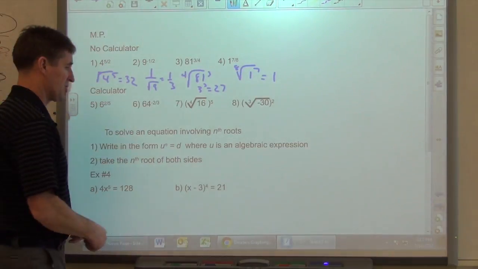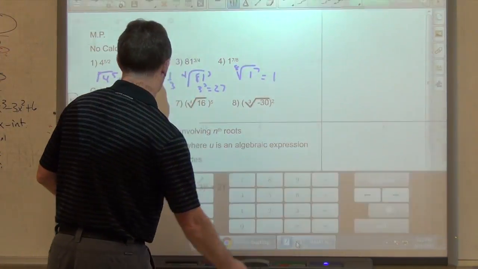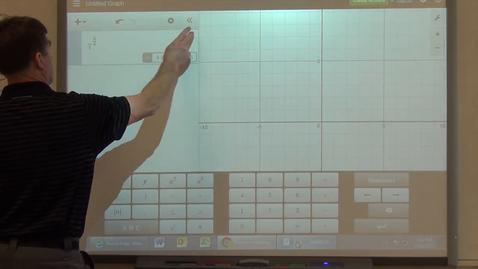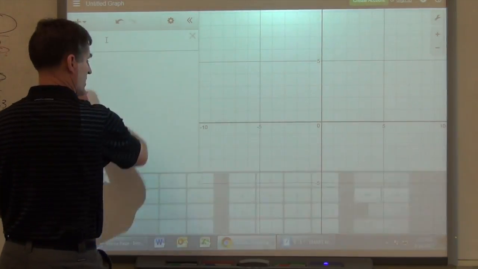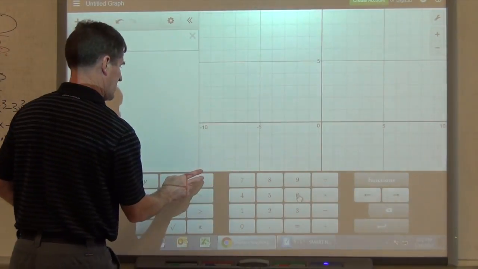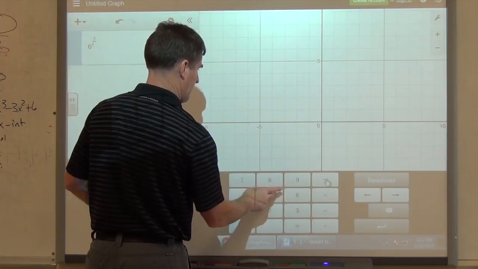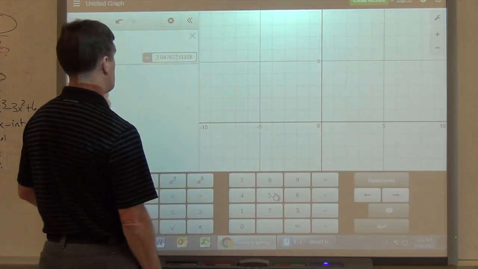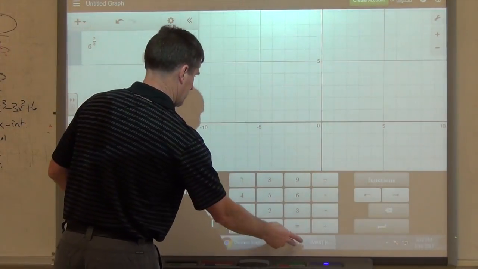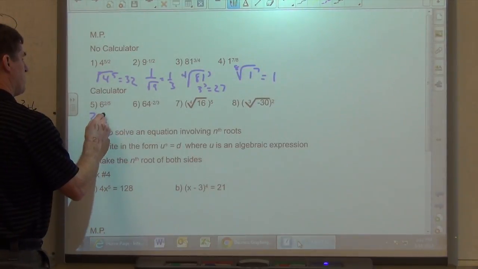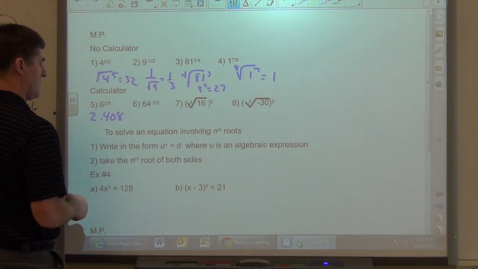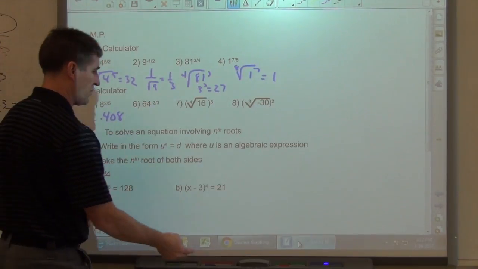Typing these in, you can just check them on the calculator. 6 to the 2/5. So we get 6 to the 2 divided by 5, and we get 2.048, so 2.048 rounded to three places is 2.048.